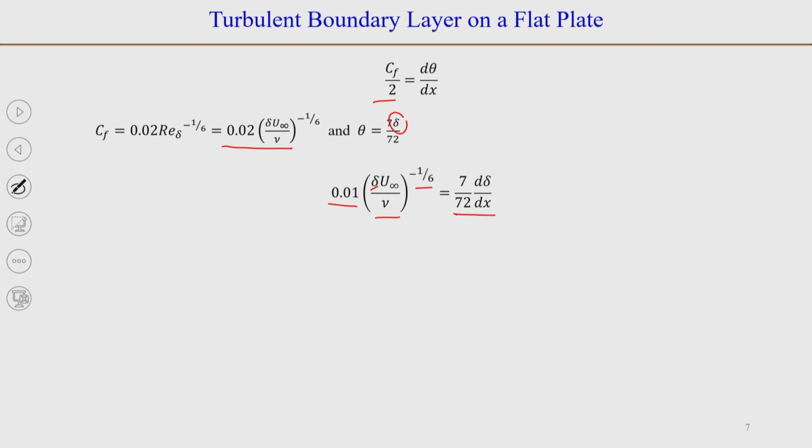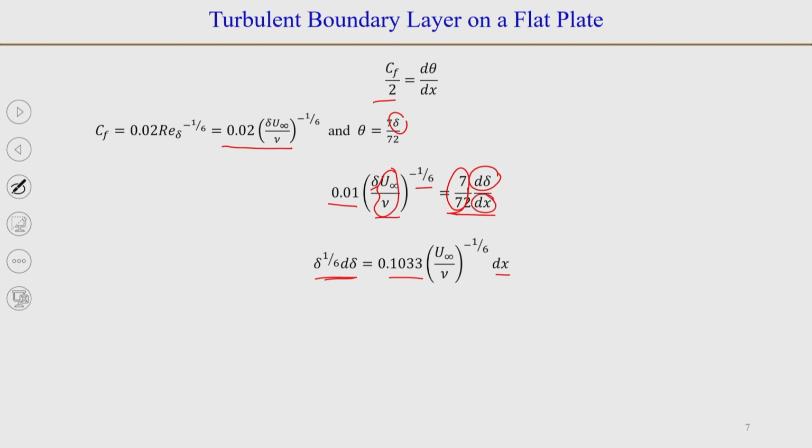Now, we can integrate it, we can take the variables on each side. So, we can take delta on one side. That will be delta raised to the power 1 by 6 into d delta is equal to 72 by 7 into 0.01, which will give us 0.1033, and u infinity by nu. And this is multiplied by dx.